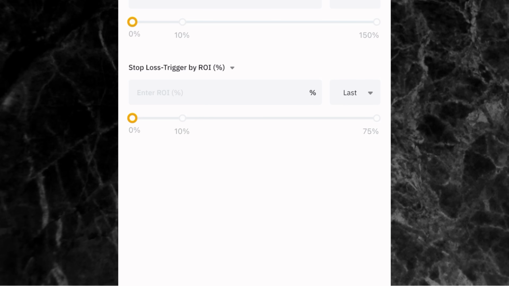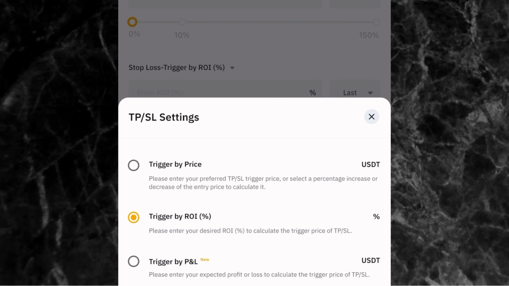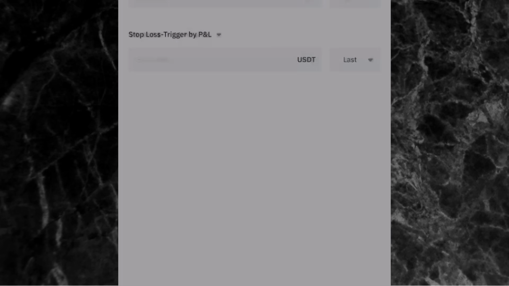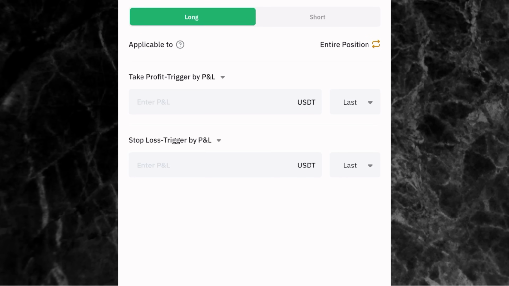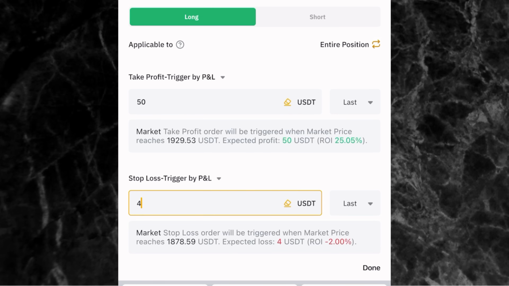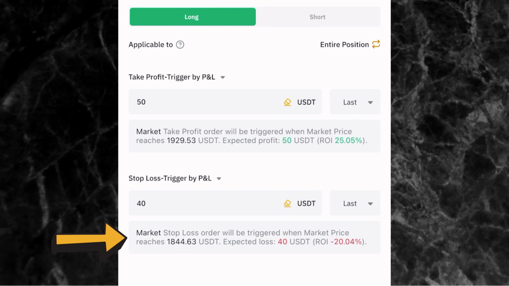Now the next one is take profit trigger by P&L right here. So you come here, tap on it, and change it for stop loss also. What this means is how much are you willing to make or lose for this trade. So let's say for this trade I want to make 50 USDT. You see right here, your expected take profit will be 1,929 USDT, and you'll be making 25% profit. Now how much are you willing to lose? Let's say I'm willing to lose 40 USDT. That means that my stop loss will be 1,844 USDT, and I will be losing 20% of my capital.